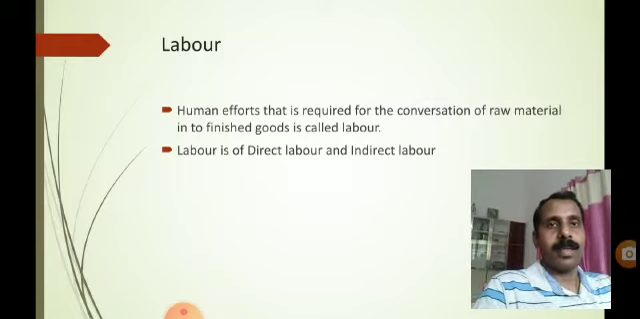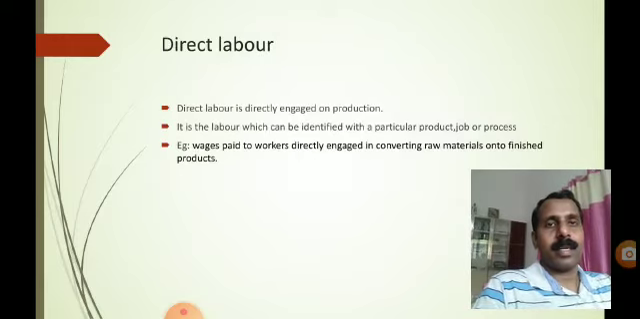Here also, labor is of two types: direct labor and indirect labor. Then what is direct labor? Direct labor is directly engaged in production. Direct labor means those laborers who are directly engaged in the manufacturing or production process. It is the labor which can be directly identified with a particular product, job or process. For example, wages paid to workers directly engaged in converting raw material into finished product, such as the wage paid to the machine operator, who is directly engaged in the manufacturing process.